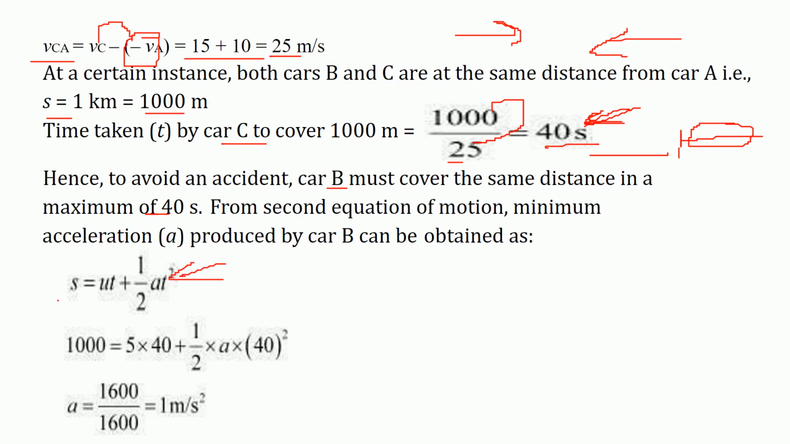So the distance he has to cover is 1 kilometer. The relative speed we know is 5, into 40, where 40 is the time. In this time, he has to do something, or some acceleration has to be there. So what is the proper acceleration? A has to be found using this formula. It will be 1 meter per second square.